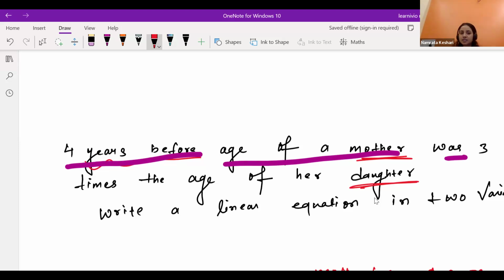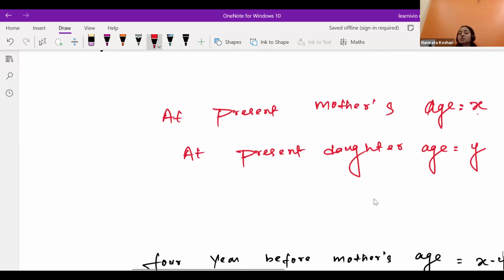Present age of mother is X. Here two persons are there, mother and daughter. So we will say present age of mother is X and present age of daughter is Y. Always we will start our assumption with the present age of the persons. You can take it x, y, z, whatever, but start the assumption with the present age. So we have taken the assumption that at present, now, age of mother is X and at present now age of daughter is y.